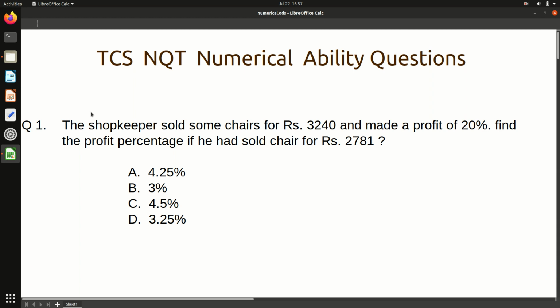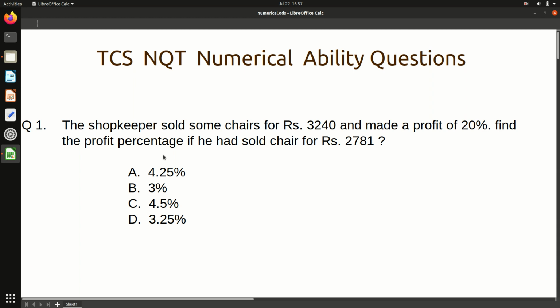So in this video, we will see some numerical ability questions which were asked in 2021 in TCS NQT. All these questions have been asked in the year 2021, so let us practice each of these questions. The first question, as you can see on the screen, is from profit and loss. You can try it yourself, then we will see the solution.